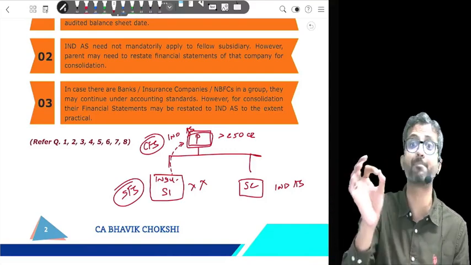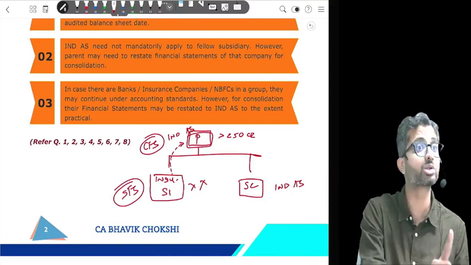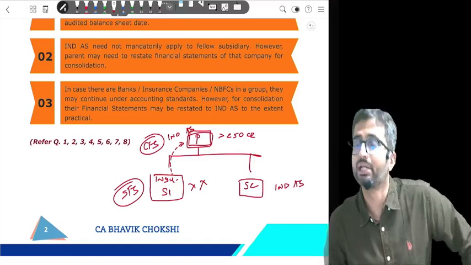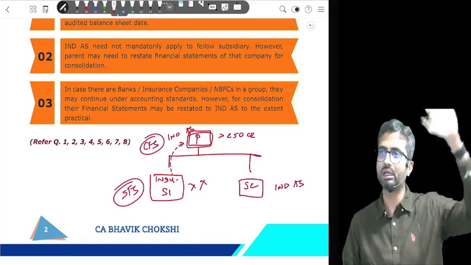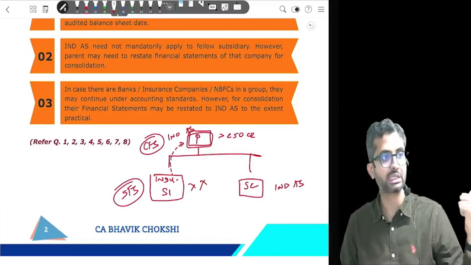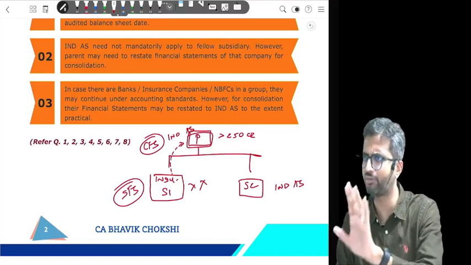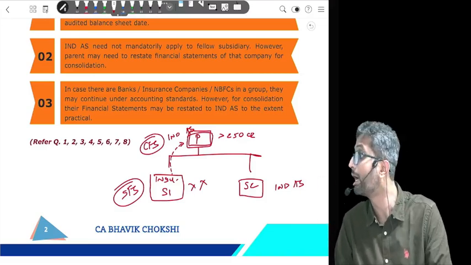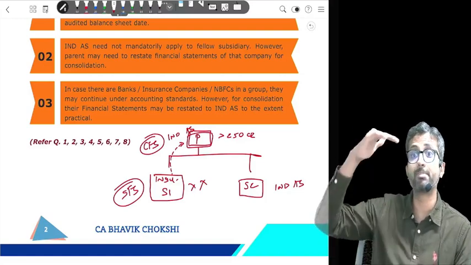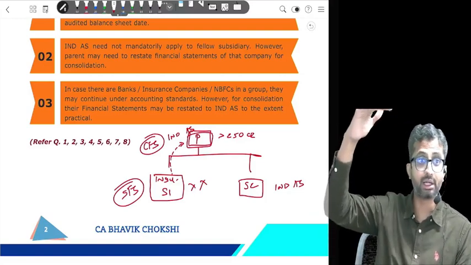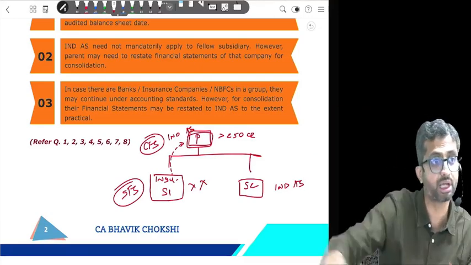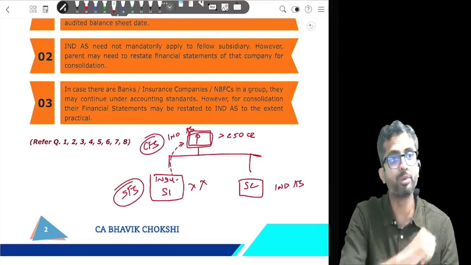So from an exam perspective, in the new study material you have 8 questions. We have selected 3 or 4 of them. In the new study material of May 24, earlier in the old study material, prior to the new course, there were no questions in this chapter. Now there are 8 questions, of which we will be doing 3 or 4, where they have asked you questions like this: what will happen if my parent company is a regular company with Ind AS, and my subsidiary company is an insurance company, an NBFC for example, to whom Ind AS is not applicable.